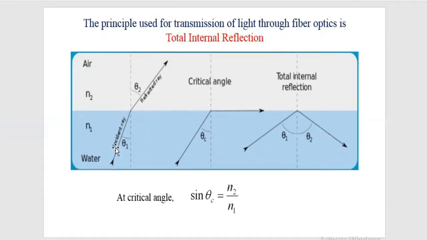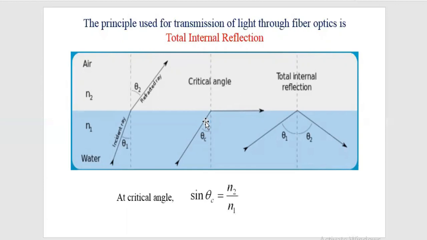If the angle of incidence is increased in the denser medium, what happens? The ray bends still away from the normal, and hence there is an increment in the angle of refraction. If the angle of incidence is increased further, at a particular angle of incidence the refracted ray grazes the surface of the medium. That particular angle of incidence is called the critical angle.